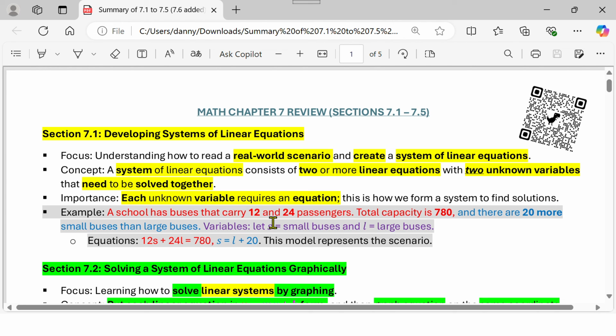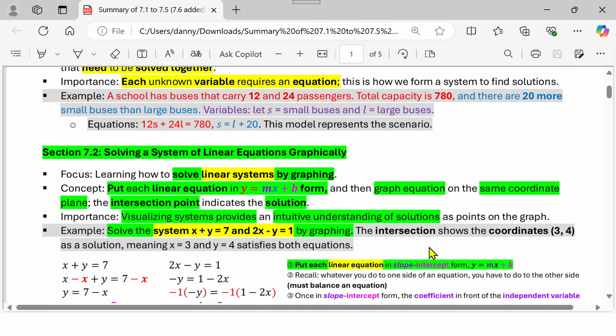And when you're creating a system of linear equations, you're just going to have some sentences like this. A school bus has the capacity to carry 12 and 24 passengers, total capacity is 780. And there's 20 more small buses than large buses. This little extra bit of information allows you to create two equations that you can use to solve the whole system.